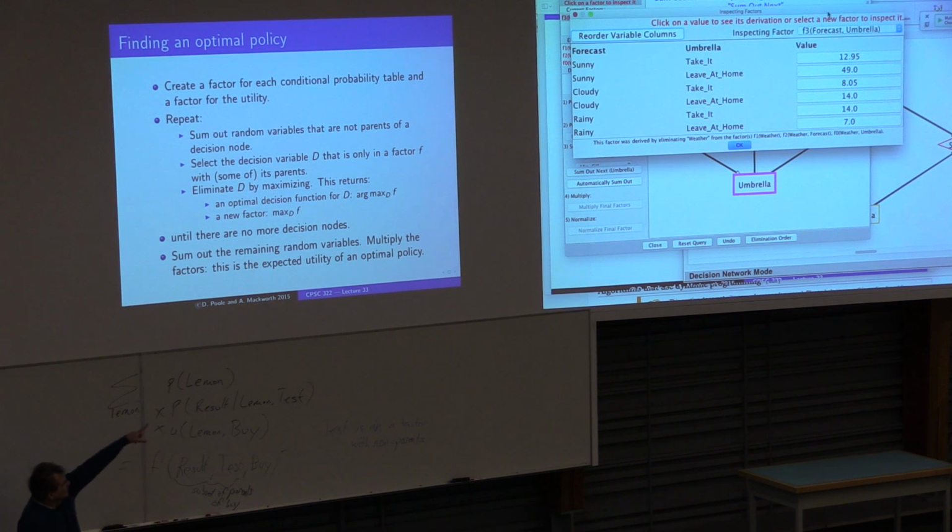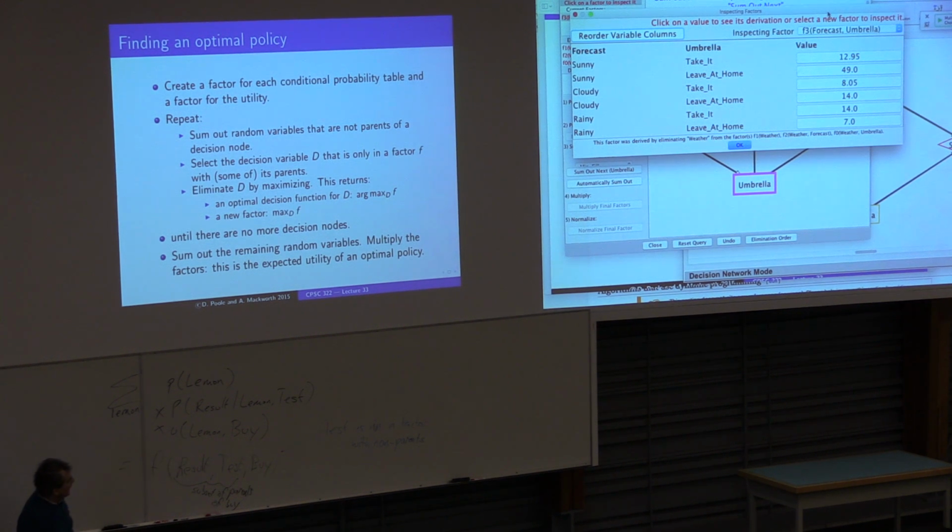When the forecast is cloudy, we can either take it or leave it at home. Leaving it at home gives us 14, and taking it gives us 5, and we choose the maximum value, which is 14. And if it's rainy, you have a choice between 14 and 7. We're going to choose the maximum. These numbers are sort of a funny mix between probabilities and utilities, because this is the probability times the utility, but we always get to choose the maximum.